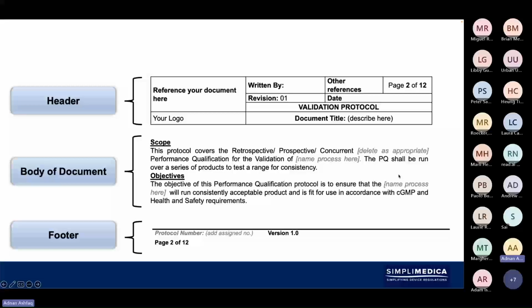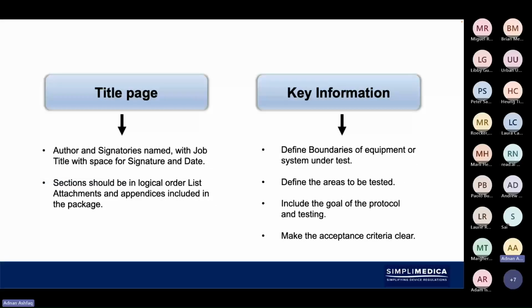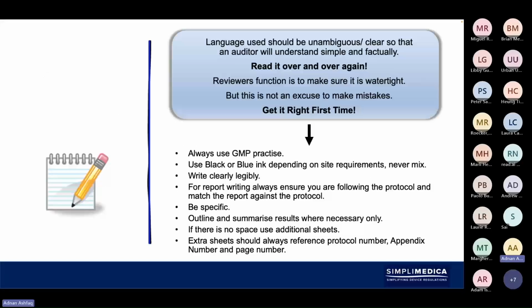So this is just a typical way of protocol preparation. Most people have got some template of protocol that they're using. You've got the header, the body of the document, and the footer. And then you're making sure that you've got all the necessary key information that needs to be developed. And then, of course, the acceptance criteria has to be completely clear. Language should be unambiguous and clear, so an auditor will understand, simple and factual. Read it over and over again. Get it right first time.